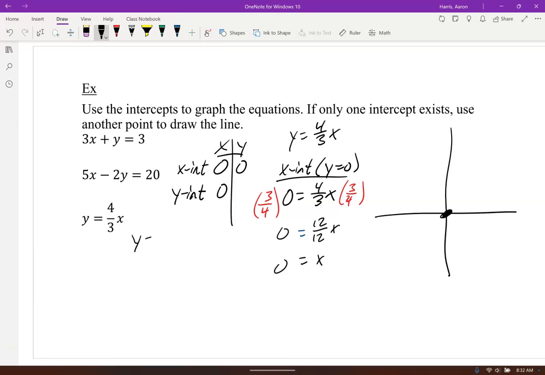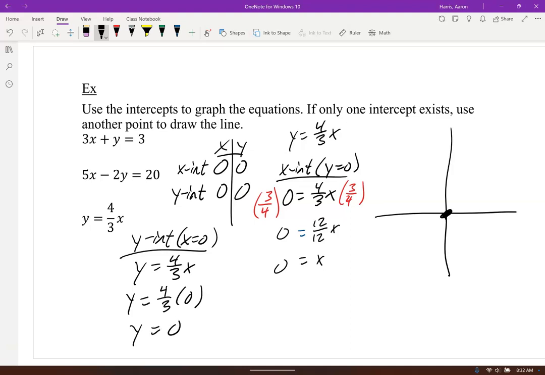Well, if we find the y-intercept by letting x be 0, notice y ends up being 0, right? It's the same point. So they hit at the point 0, 0. So the problem with this is they both hit at the origin. The x and the y-intercept is right there at the origin. And so we need a little more information in order to draw, to graph that equation.